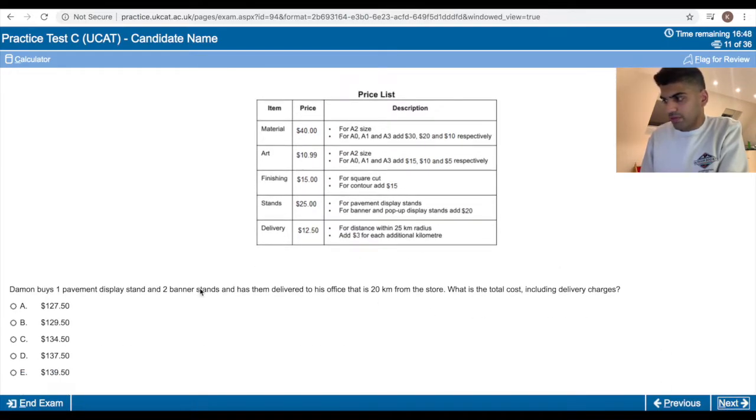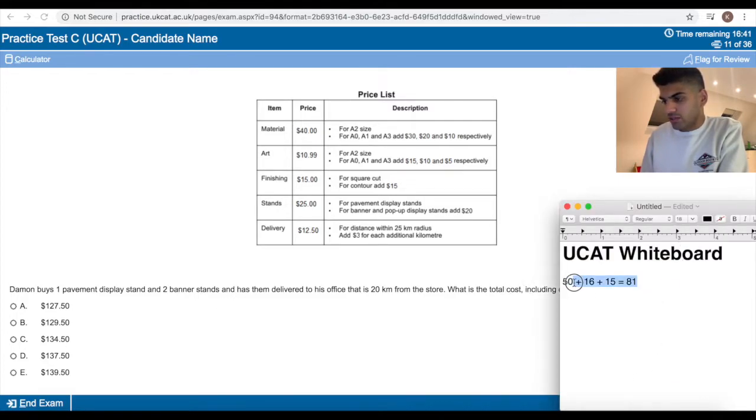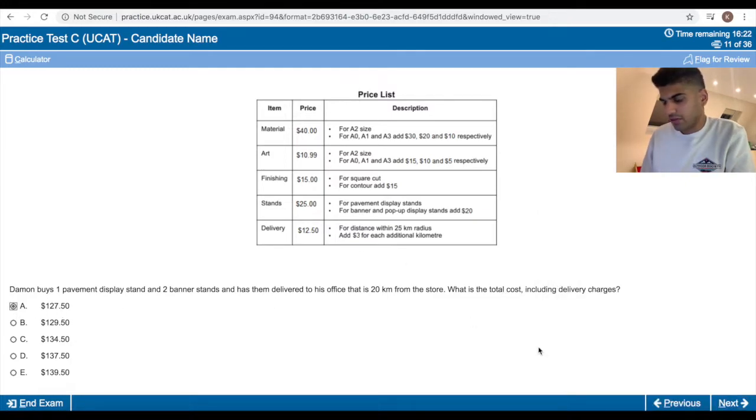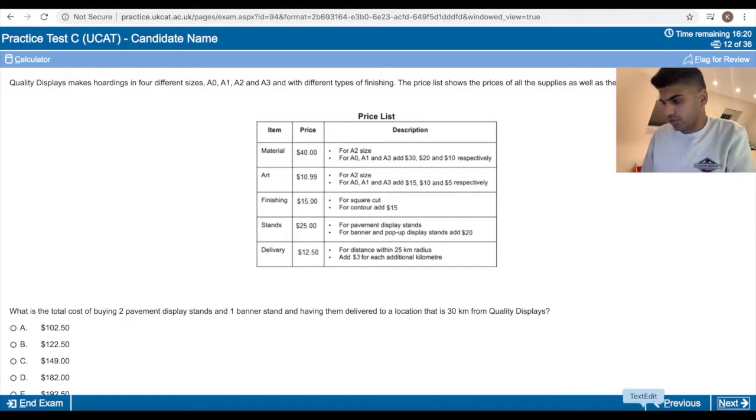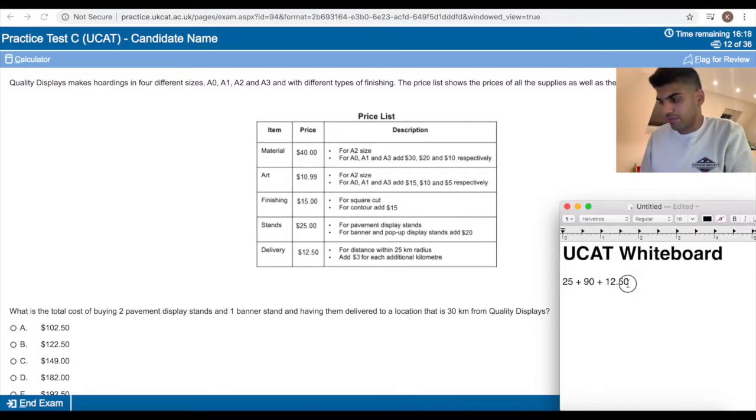Damon buys one payment display and two banner stands and has them delivered to his office. That's 20 kilometers from the store. Okay, so one payment display. That's 25 of the payment display. And the banner stands are 20 more. So that's 45 times 2 is 90. And has them delivered 20 kilometers from the store. And that's fine. That's 12.50. So that's under 25 kilometers. So that is £127.50.